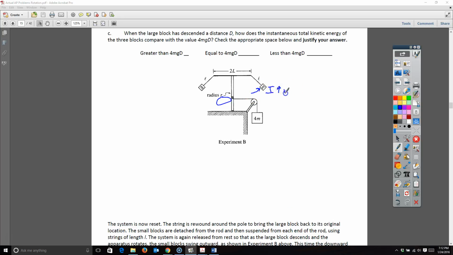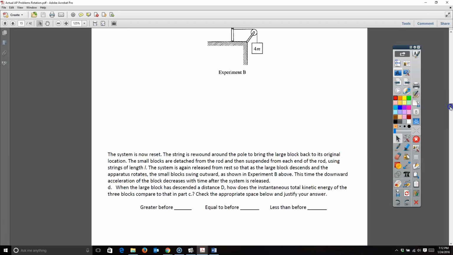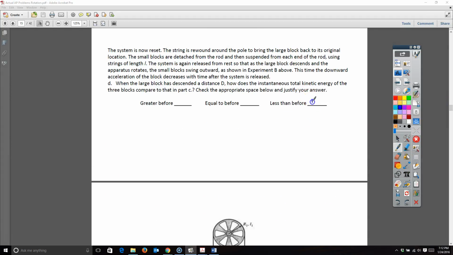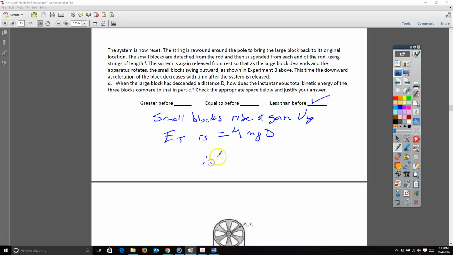We've come up a little bit, and if they come up, we know that we've gained some potential energy. So if they've gained potential energy, then they won't have as much kinetic. So we need to say that this kinetic energy is less than before. So we're going to say here that the small blocks rise and they gain potential energy due to gravity. So our total energy, ET, is equal still to 4 mgd. Therefore, the kinetic energy must be less than in part C. So you get 1 point for this, you get 1 point for this, and 1 point for this. And that is the end of this problem.